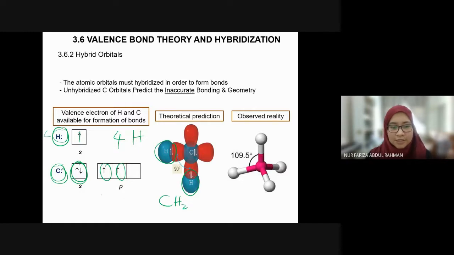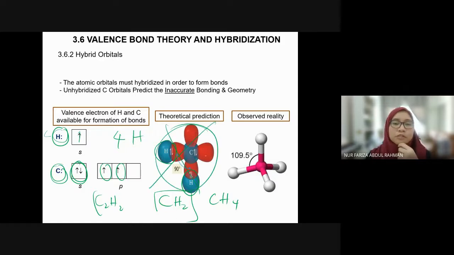ataupun carbon? Kita ada C2H2. We do have this, but we don't have CH2. This is not possible. Kan? But we have CH4. Tapi how is this possible kalau dia tak form hybridization? This is not possible. Mana ada this molecule is not possible. This is what we predict if there is no hybridization takes place.